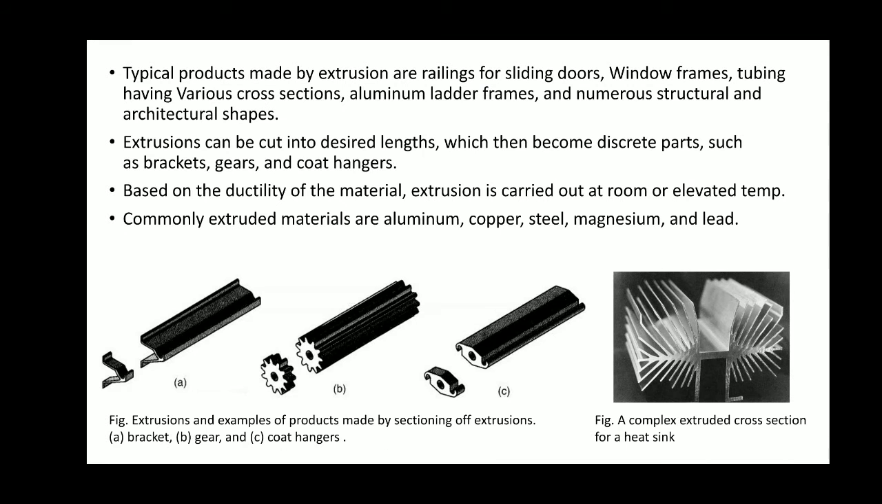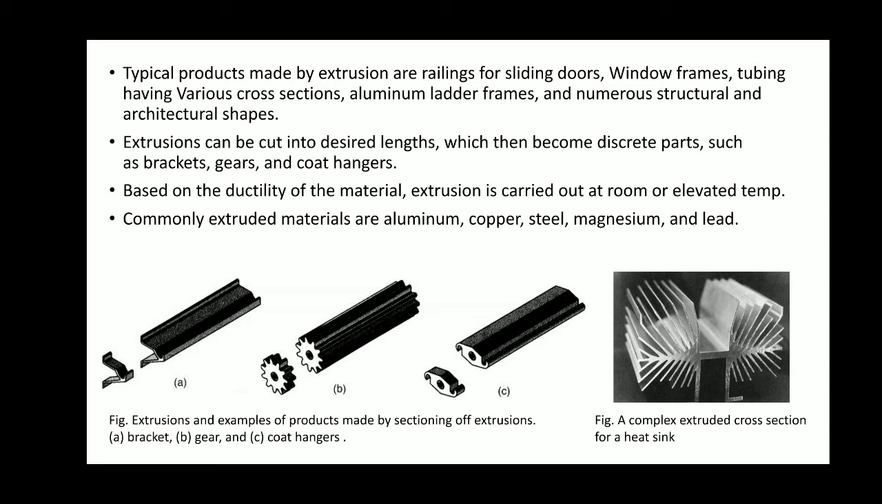Now, there is a variety of products, as we have already discussed, which is possible to manufacture with the help of this process. Typical products made by extrusion are the railings of sliding doors, and window frames are also sometimes made. Tubing of different cross sections, ladder frames, and numerous structural and architectural shapes can be very easily obtained with the help of this extrusion process.